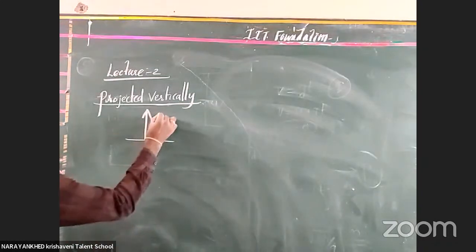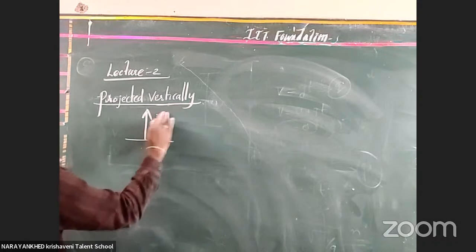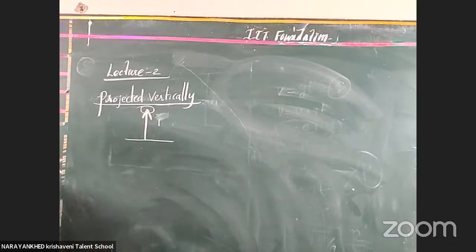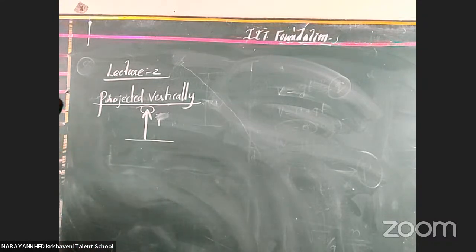Now, what is it called? A thrown up body, or a body projected vertically. A body projected vertically compulsorily requires some initial velocity. Your initial velocity does not become 0. Clear or not?